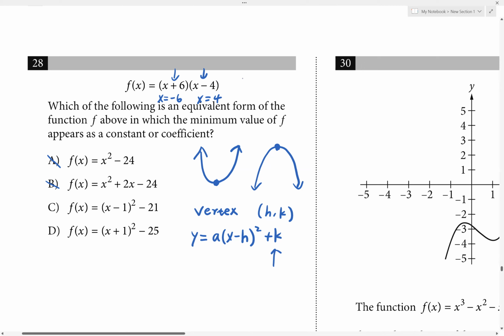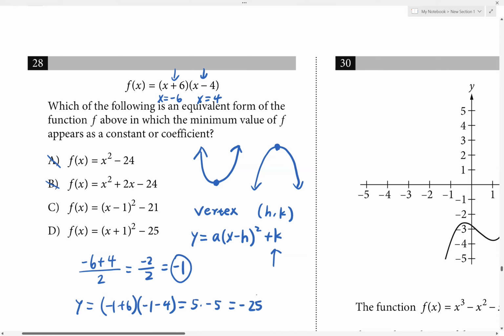So we can do -6 plus 4, and then divide by 2. We get -2 over 2, which is -1. This is the x value of the vertex. To solve for the y value of the vertex, we plug it into the equation: -1 plus 6 times -1 minus 4. This is 5 times -5, and we get -25. So the y value of the vertex is -25, and that's where the minimum is. The one that has -25 in the end should be our answer, which is letter D.